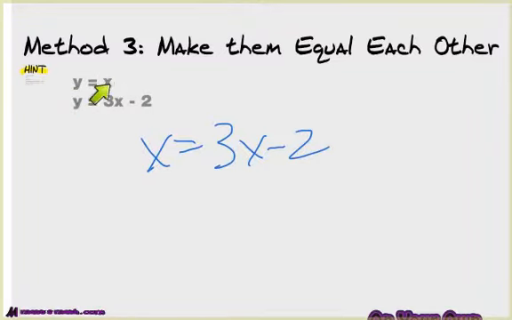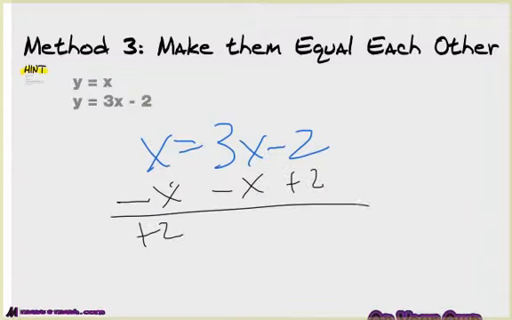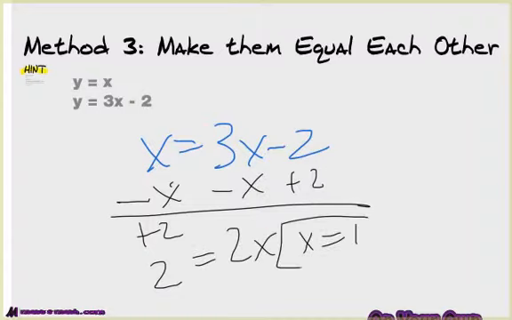I got rid of the y's, and I put x there. I put 3x minus 2 there. So then we're just doing SADMAP, where we're going to move the x over, and then we'll add the 2 to the other side. Bam. So we're going to get 2 equals 2x. So x equals 1 is your answer, okay?